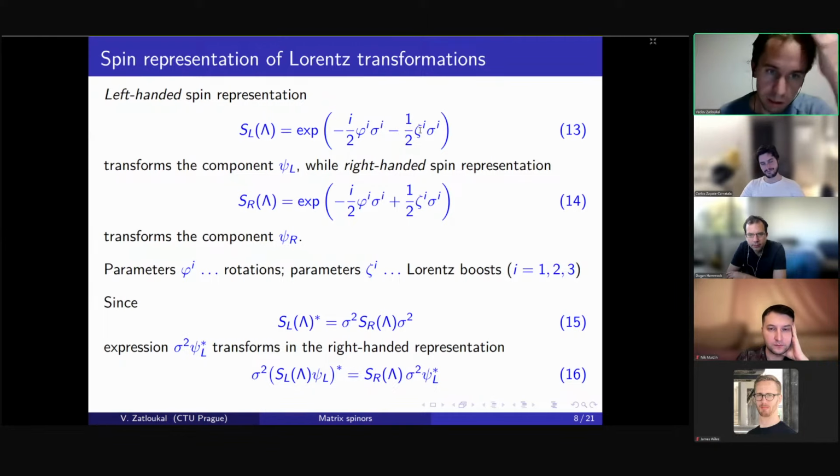So the parameters phi i parameterize spatial rotations, and the zeta i's parameterize boosts. And we get this matrix exponential expression for the spin representation matrices.